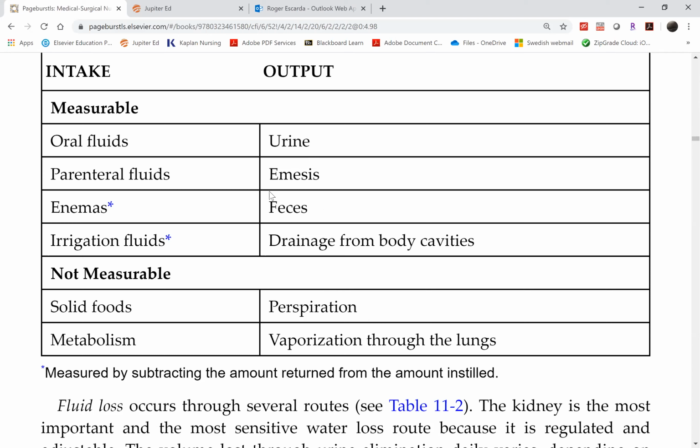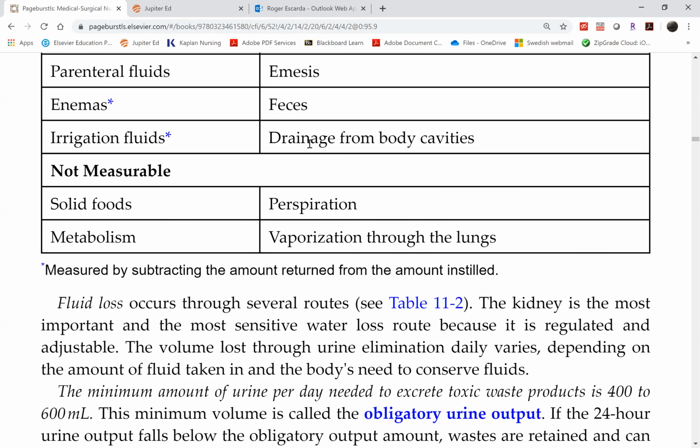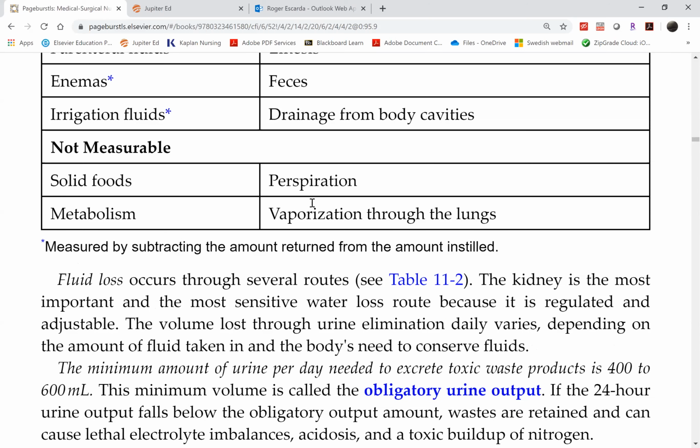In the case of feces, we're referring to diarrhea here, because I personally am not going to start grabbing a solid stool and squeezing the fluid out of it. So when we say feces for output, as far as liquid, we're referring to diarrhea, okay, liquid stool. And drainage from body cavities, we're talking about wounds. So let's say you have a post-op patient who has a surgical drain, either JP or Hemovac or any other drainage devices.